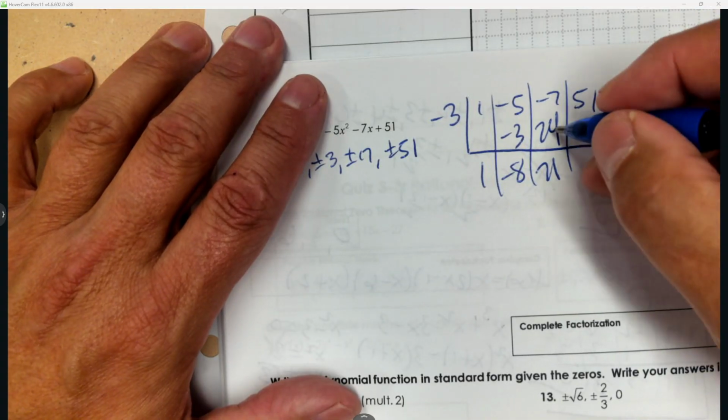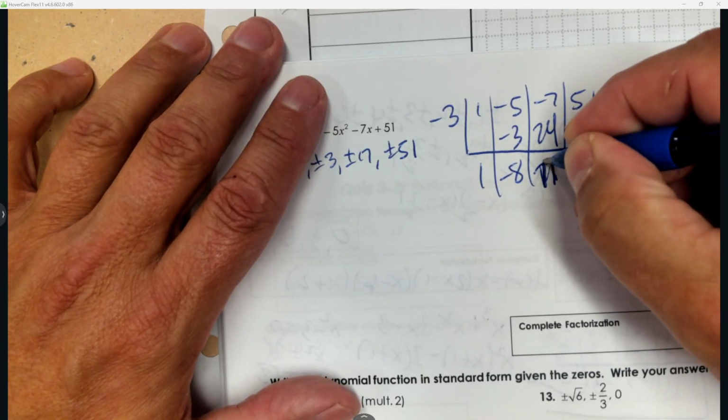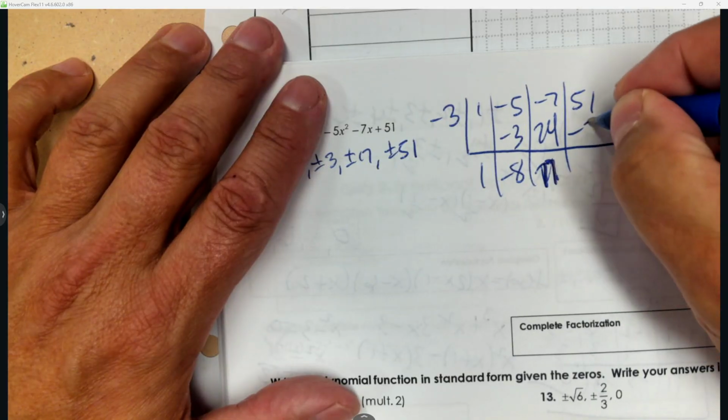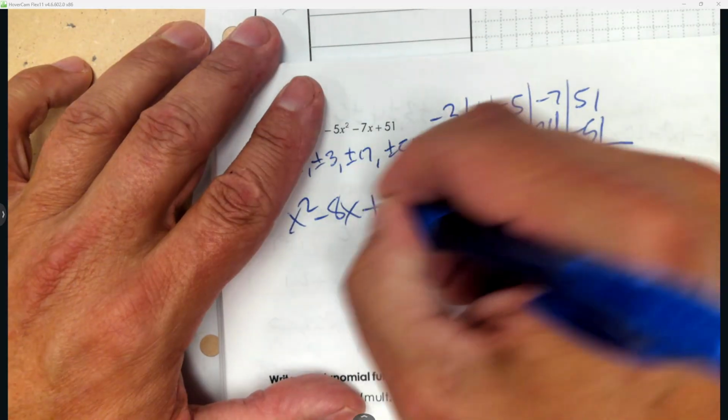What did I do wrong? 24 take away 7 is 17. That's what I did wrong. 17. That's negative 51. That's 0. So I have x squared minus 8x plus 17.